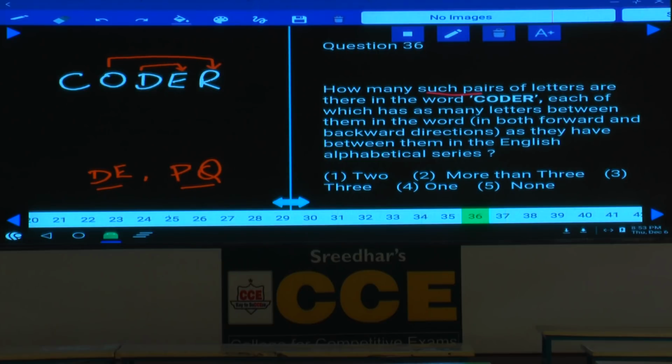Then again from right hand side to left hand side, R, S, T, U, V, E, F, G, H, D, E, F and so on. Hence how many are there? There are only 2 such pairs. 2 such pairs, that is given in choice 1.